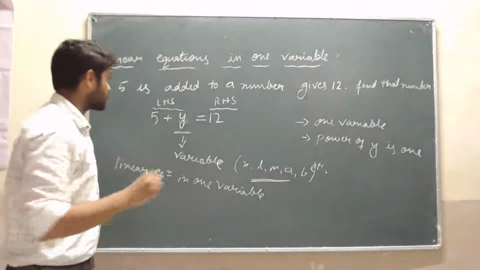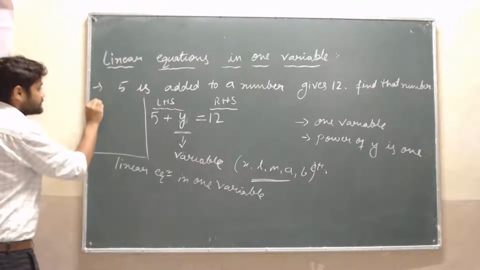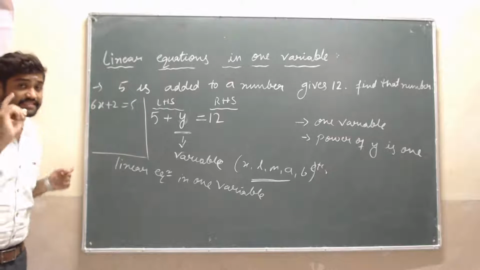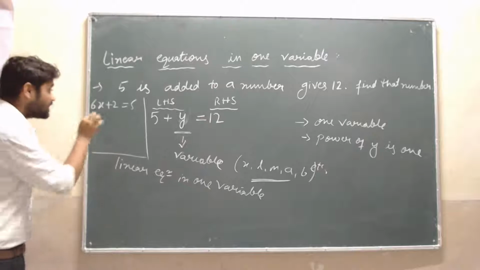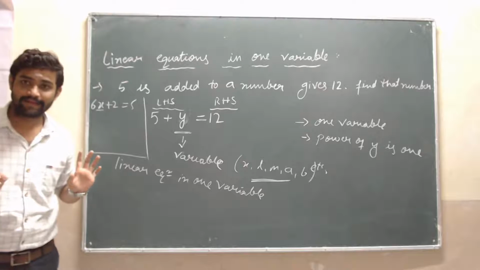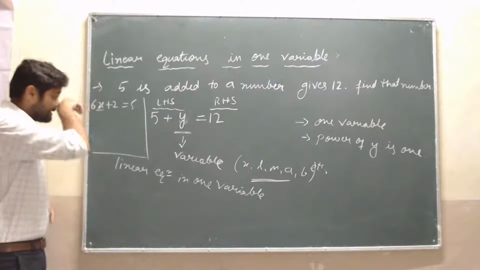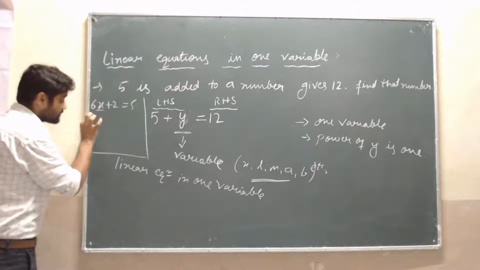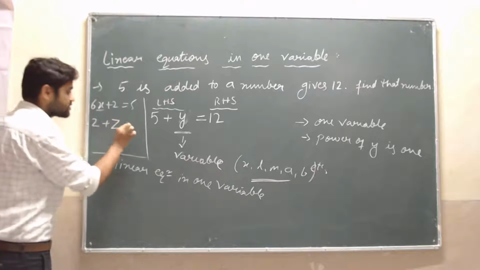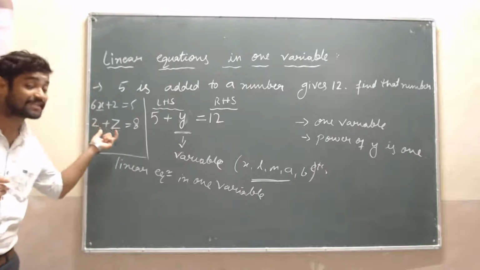See, let's take one more example. I will write it here. 6x plus 2 is equal to 5. This is also a linear equation in one variable. See here, only one variable is there, and the degree of the variable is 1. Isn't it? Just concentrate here. Then, the next one: 2 plus z is equal to 8. This is also a linear equation in one variable.